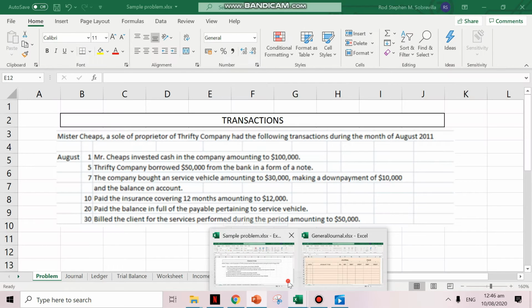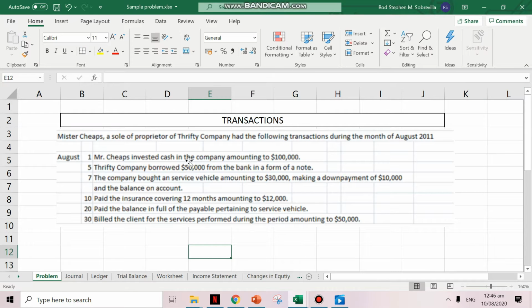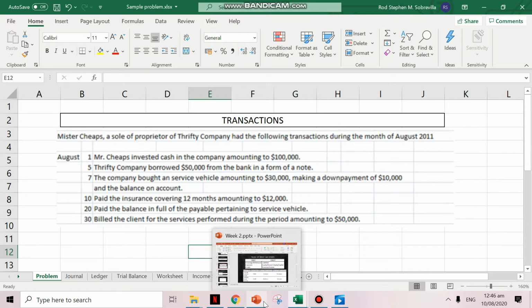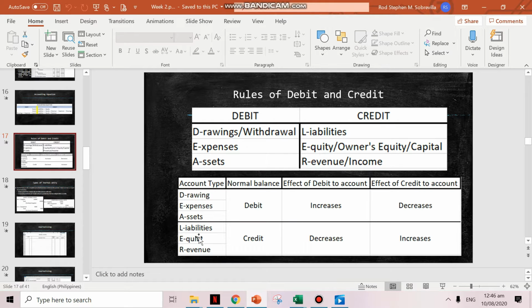And then, another one is invested cash in the company. So, pag nag-invest ka, lalaki rin yung capital mo. Pag nagkaroon ka ng increase sa capital, ano nga ulit, debit or credit yan, 'di ba? Under siya ni equity. Pag nag-increase siya, increase, credit. So, napatunayan na natin na there are two accounts affected, adhering to the principle of double entry bookkeeping.